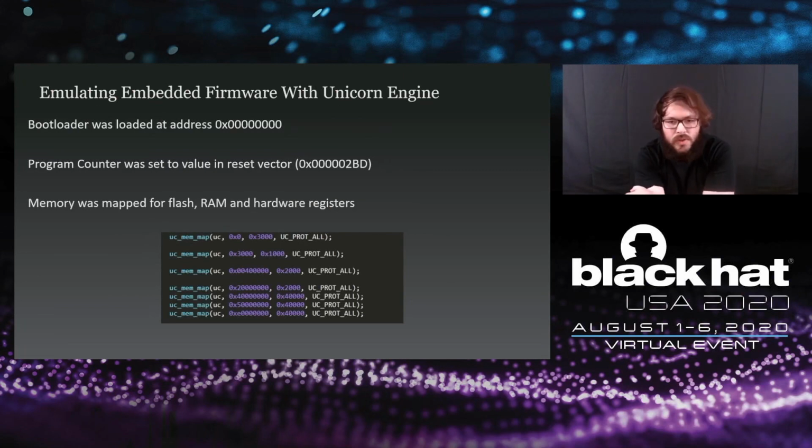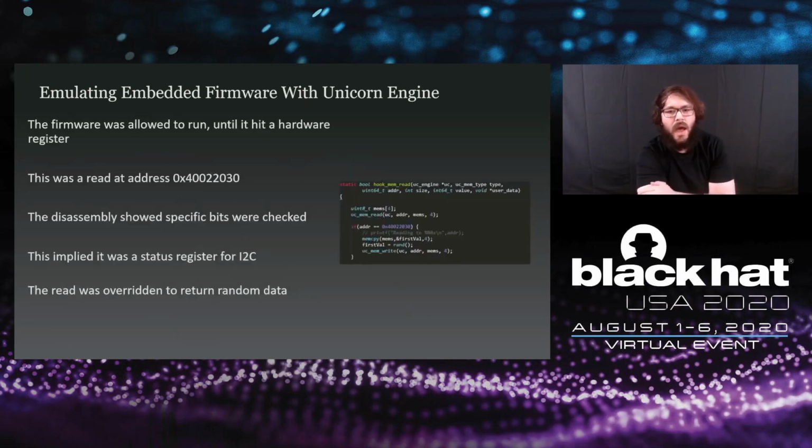I loaded my bootloader into address 0 as it would be in the actual device. I set the program counter to the reset vector, which is found in the bootloader, and I mapped memory for hardware registers, RAM, and flash ready to start fuzzing this protocol. However, a key aspect of this was the fact that even though I'd used Unicorn engine, I wouldn't be able to emulate the hardware as easily because it just simply didn't exist and it was completely new and no one had ever seen it before, especially in this format.